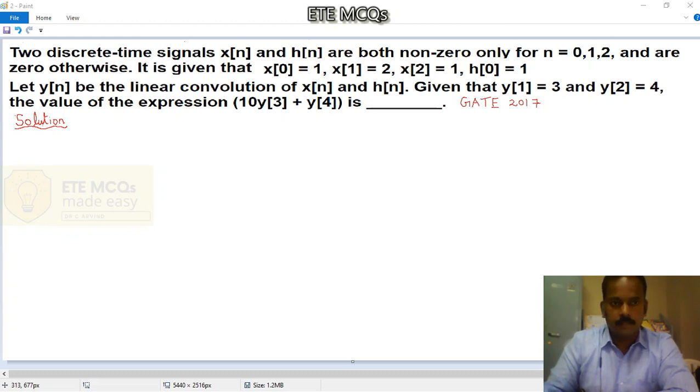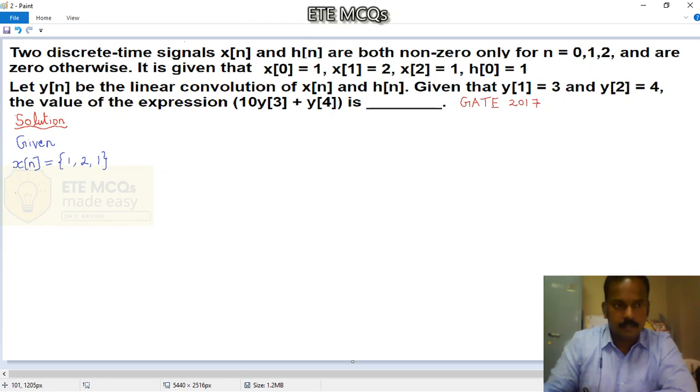Okay, so what is given for us? Basically what is given for us is x of n. Let me write the discrete values of x of n. X of n is equal to x of 0 is 1, x of 1 is 2, and x of 2 is 1 again. So this is your x of n.